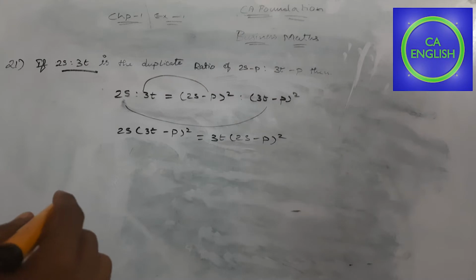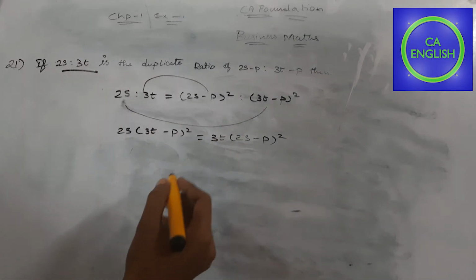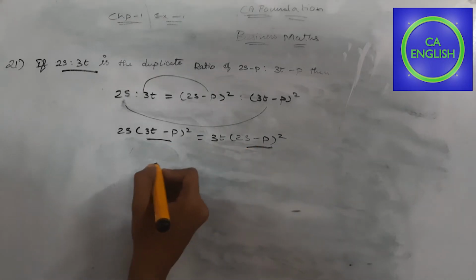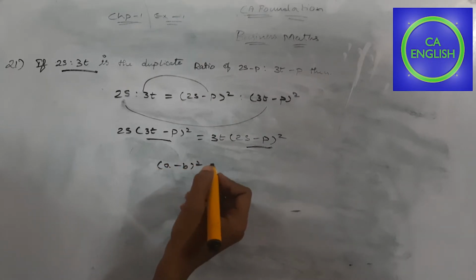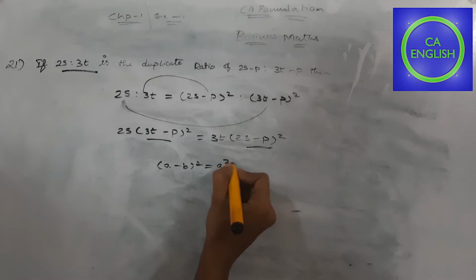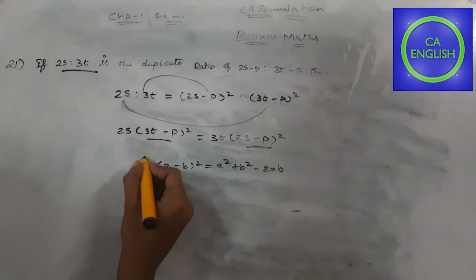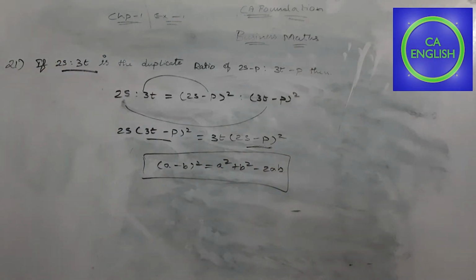Okay, here there is an important formula for these two terms. These two terms are looking like the formula a minus b the whole square equal to a square plus b square minus 2ab. This is the formula that has been placed here. Now we want to expand this formula and cancel the terms which are the same.